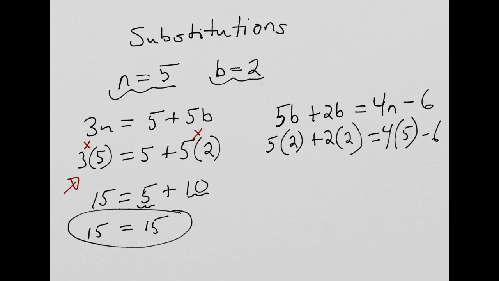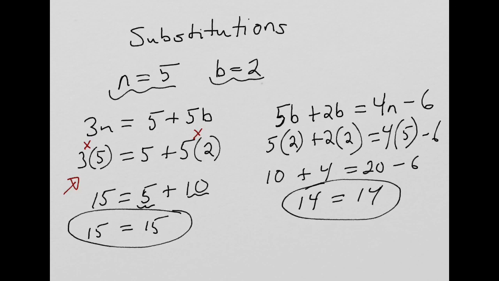Okay? So now 5 times 2 equals 10, plus 2 times 2 is 4, is equal to 4 times 5 is 20, take away 6. And over here we have 10 plus 4 is 14, and 20 take away 6 is 14 also, and look at that, it's true. So those are substitutions.